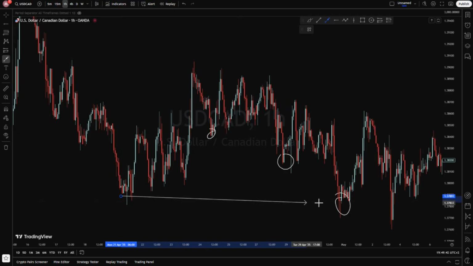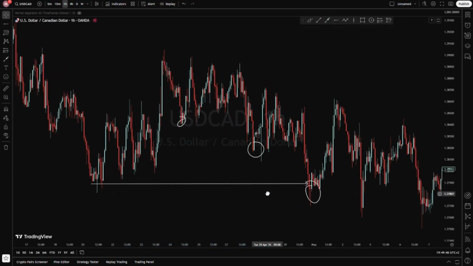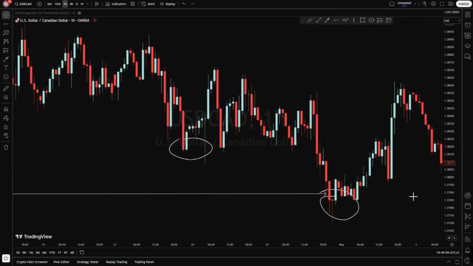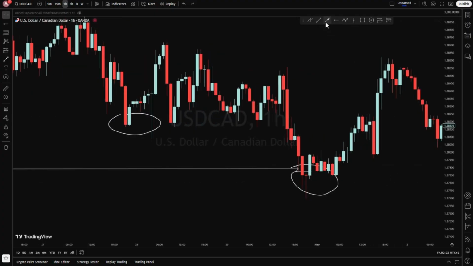Now, on the left-hand side, we've got our area of value, and once price comes into that zone on the third touch, that's our signal to start watching for buying opportunities. And right here on the third touch, look at these rejection candles. They're not massive, but they're solid, showing that buyers are starting to step in. You can see the wicks rejecting the downside and price struggling to push lower.